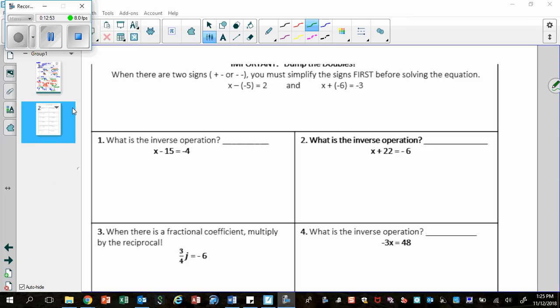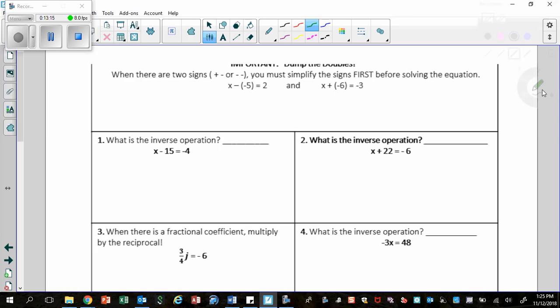All right. So the last part says, it should hopefully say it on yours, important. Dump the doubles. So when you see two signs, a plus or a minus and a minus, I call those doubles. You must simplify the signs first before solving the equation. This is going to be very key. So let's start with the first one. Your doubles in this problem are x minus a negative 5 equals 2.